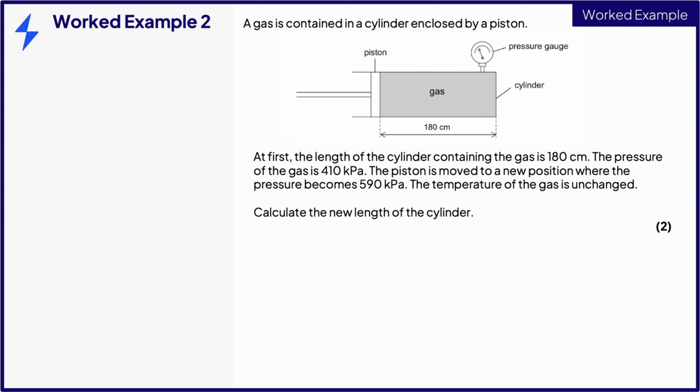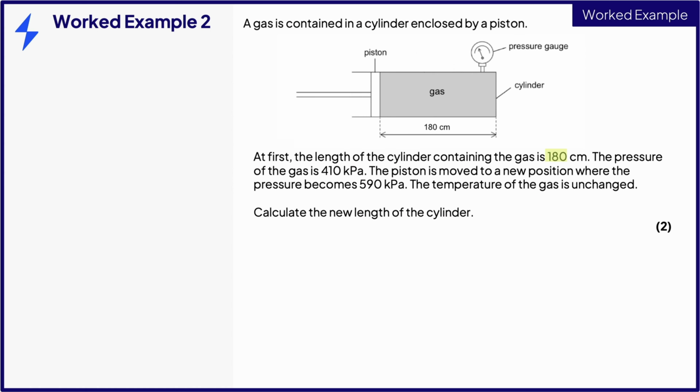Let's try a more challenging example. A gas is contained in a cylinder enclosed by a piston. At first, the length of the cylinder containing the gas is 180 centimeters. The pressure of the gas is 410 kilopascals. The piston is moved to a new position where the pressure becomes 590 kilopascals. The temperature of the gas is unchanged. Calculate the new length of the cylinder for 2 marks.